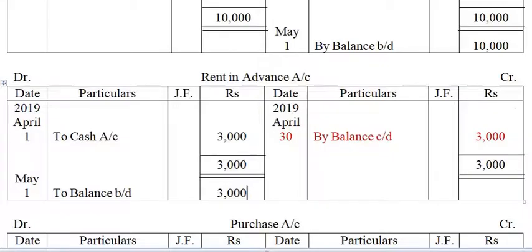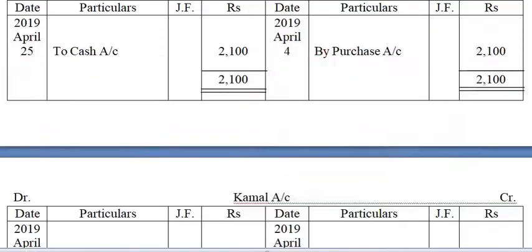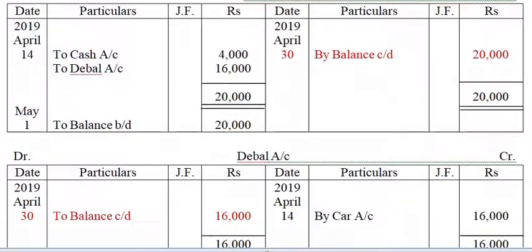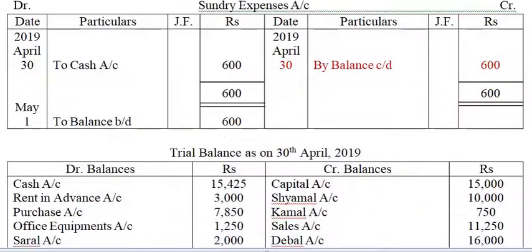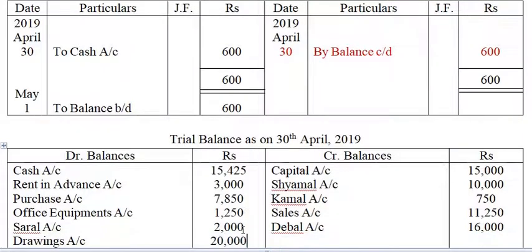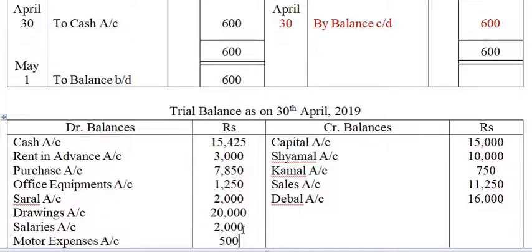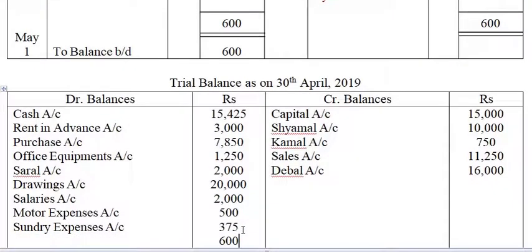Okay, so what you do is that when you prepare the trial balance, you have to write whatever the amount is written as BD, okay, where it is lying. So cash was lying towards the debit side, or I mean the BD was lying towards the debit side. So we wrote 15,425. Similarly for the rent in advance, okay, purchase, office equipments, Saral account, and then drawings, salaries, motor expenses, okay, sundry expenses, okay.